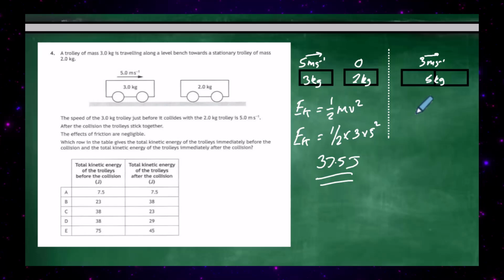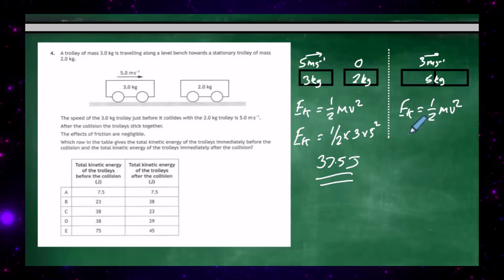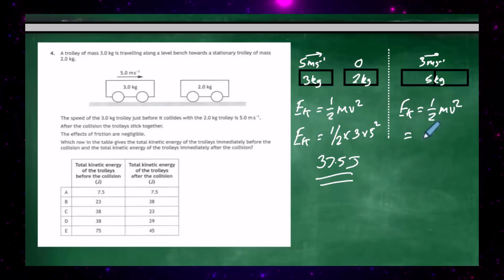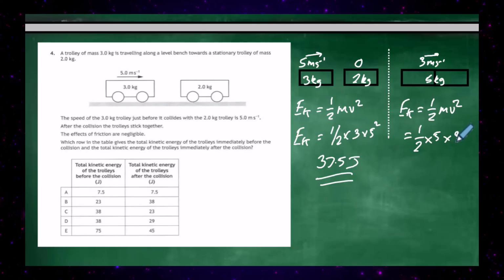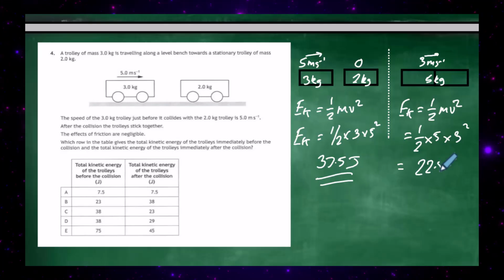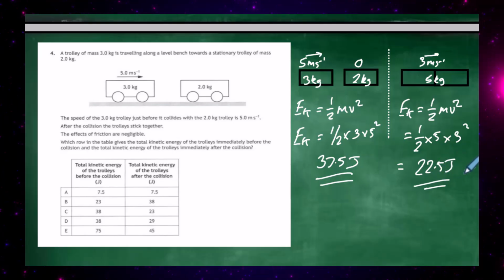After the collision, we have this situation. EK, once again, is equal to 1/2 mass times speed squared, and we know it's going to be 1/2 the total mass now, 1/2 times 5 times 3 squared. So we do that, we get a value of 22.5 joules. So you can see we have lost kinetic energy at collision.